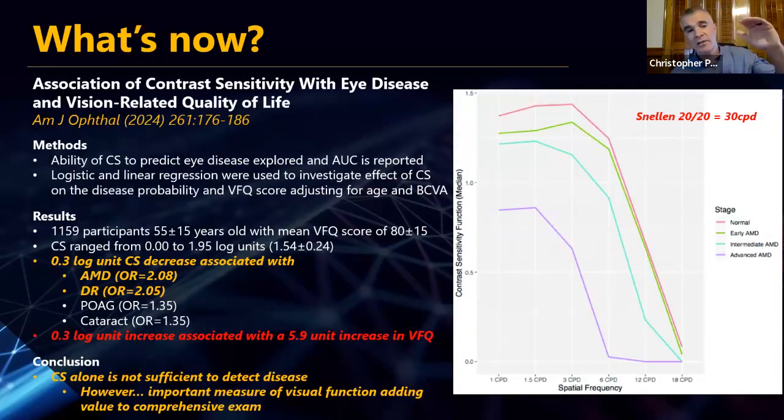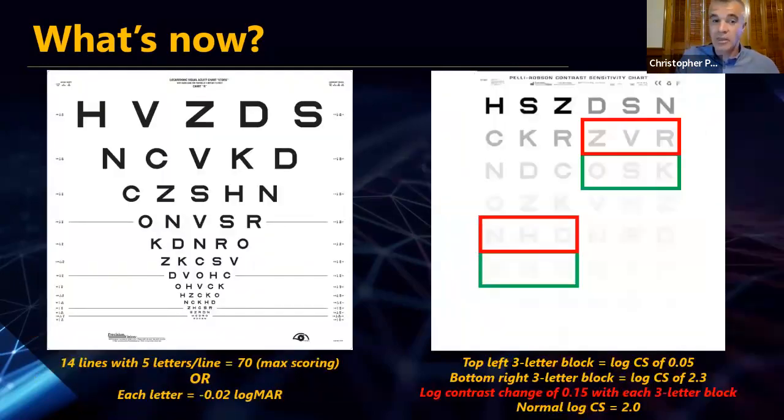How much contrast sensitivity am I worried about? 0.3 log units. And the 0.3 log units is clearly indicated on the Peli-Robson. And that's my very next slide. But 0.3, if you're going to remember nothing else, that's the amount of change on the Peli-Robson you want. And you can increase their visual function questionnaire. So the question is, what is 0.3?